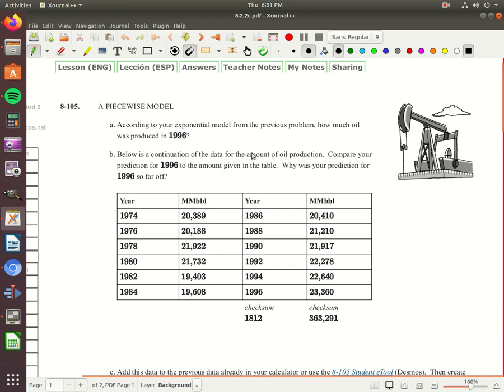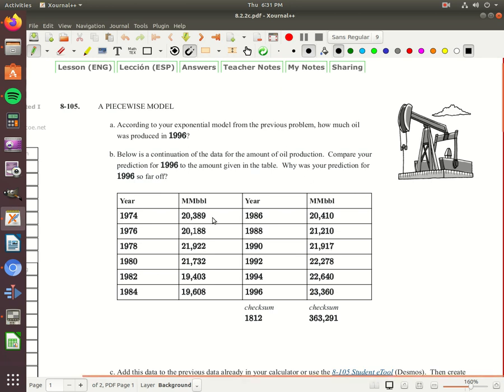Below is a continuation of the data for the oil production. Compare your prediction for 1996 to the amount given in the table. Well, it's not even close. We predicted way more. So why was it so far off? Well, a lot of things have changed. Oil dependency apparently is going down.